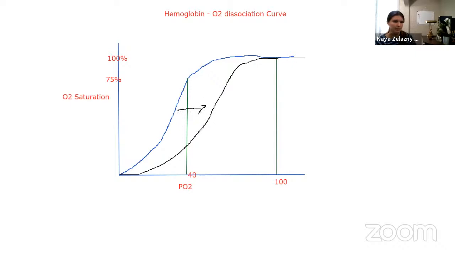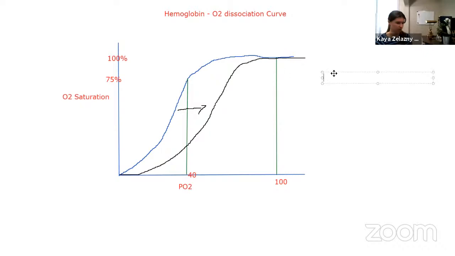So what we're saying here with a rightward shift is that to get the same saturation, right? So if we wanted 75% saturation, we'd need a higher PO2. Right, so we'd have to have a higher partial pressure of oxygen to reach the same saturation. So what that basically means, right, is that it's harder to get oxygen onto those hemoglobin, right?